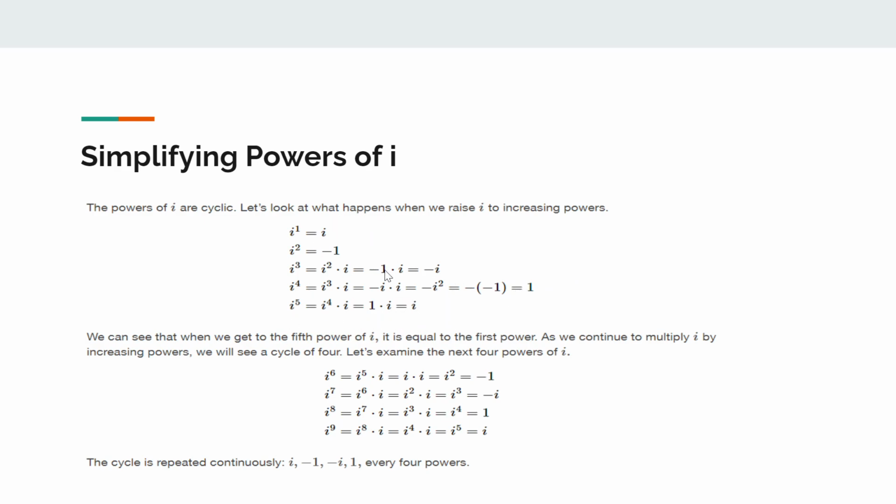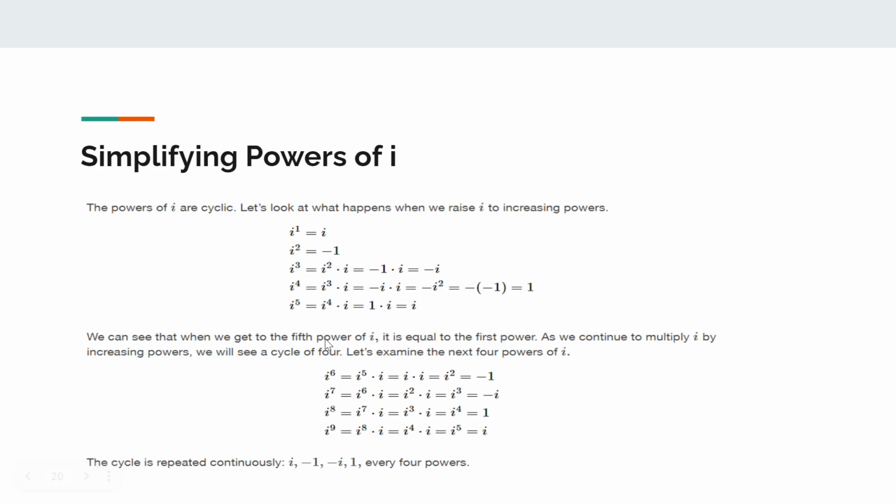And then if we keep on going, we'll notice that there is a pattern. So i to the power of 6 is equal to i to the power of 5 times i. So again, we get i squared, so i to the power of 6 turns into -1. And the pattern keeps on going. So we can see that when we get to the 5th power of i, it is equal to the 1st power. As we continue multiplying i by increasing powers, we'll see a cycle of 4, and let's examine the next 4 powers of i.